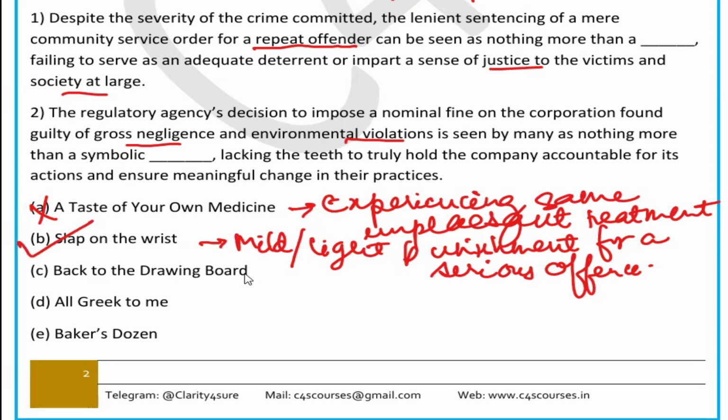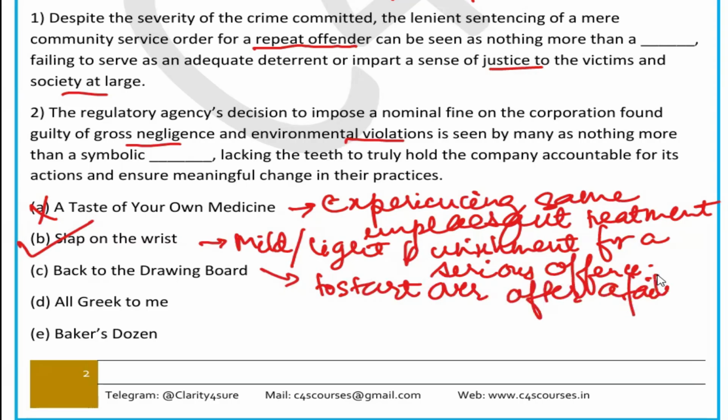Now back to the drawing board basically means to start with a new plan or to start over after a failure. All Greek to me is something that is hard to understand. Greek is actually a language which is not understood by many, in fact the majority of people. So that's why all Greek to me is an idiom which means something very difficult to understand, or hard to decode.